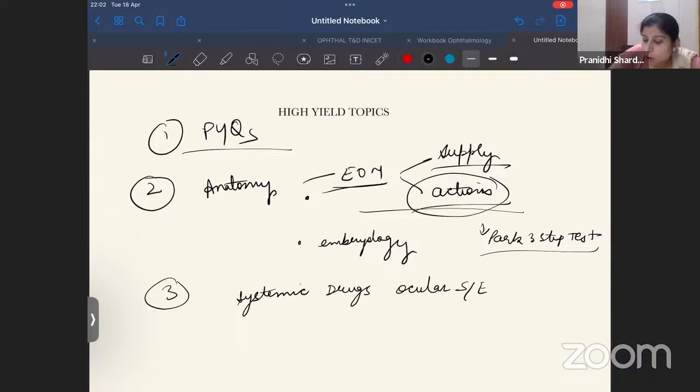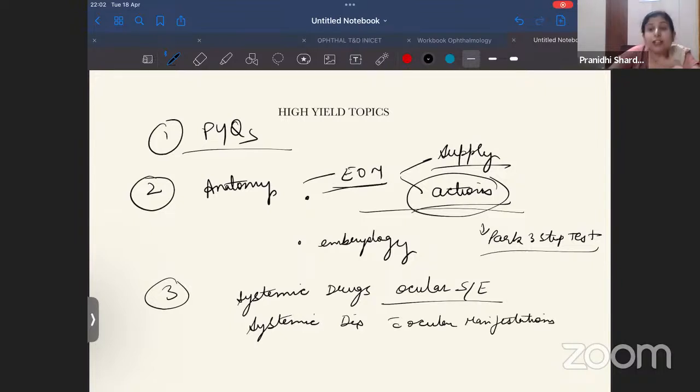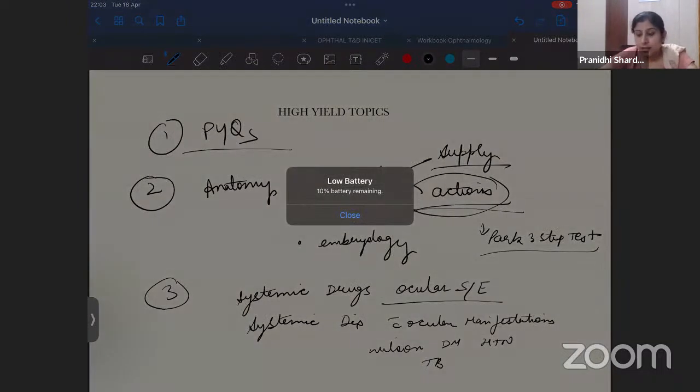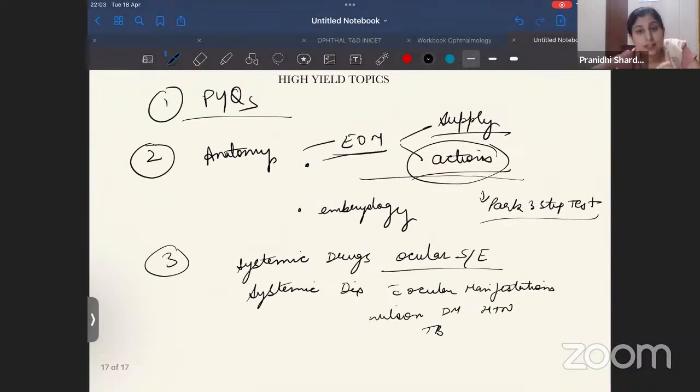Systemic drugs which have ocular side effects are very commonly asked. Hydroxychloroquine is very commonly asked. Even the systemic diseases which have ocular manifestations. Systemic drugs as well as systemic diseases with ocular manifestation, like Wilson's disease, KF ring, a very, very common ask. Diabetes mellitus, hypertension, tuberculosis, sarcoidosis, very important topics. Okay, so systemic diseases as well as the systemic drugs.